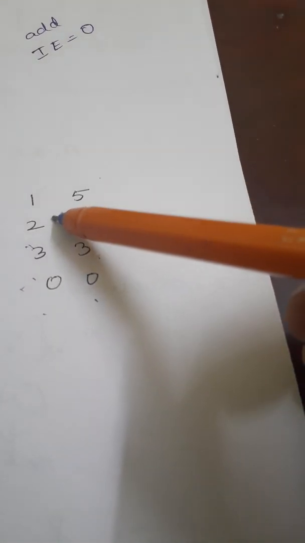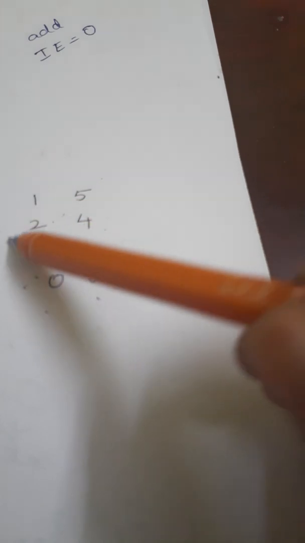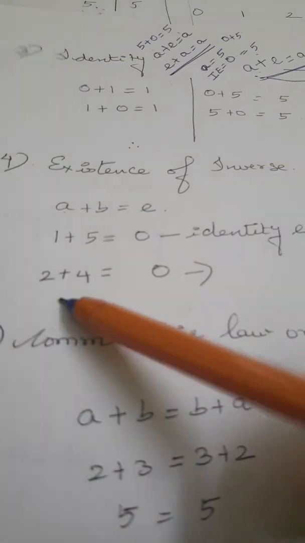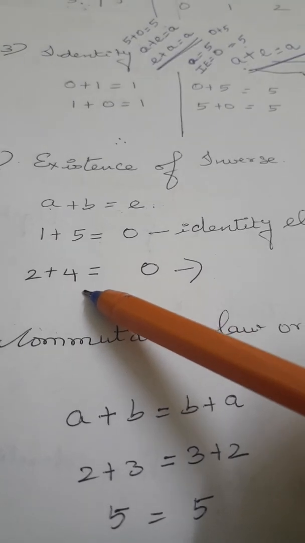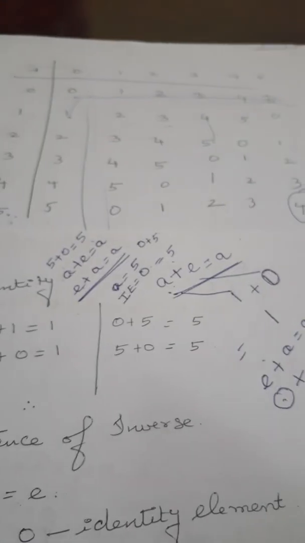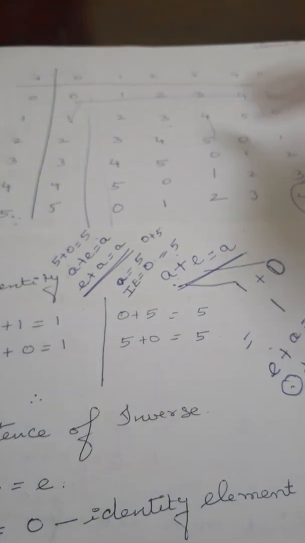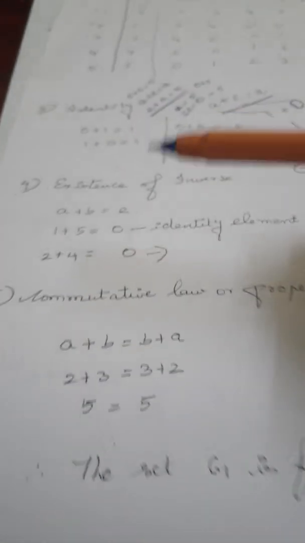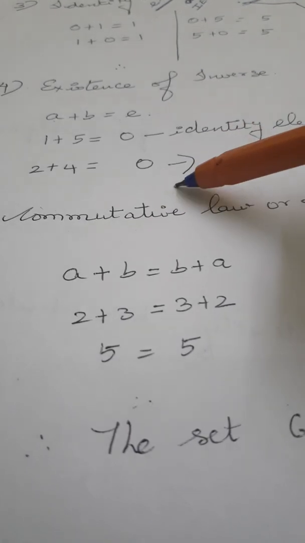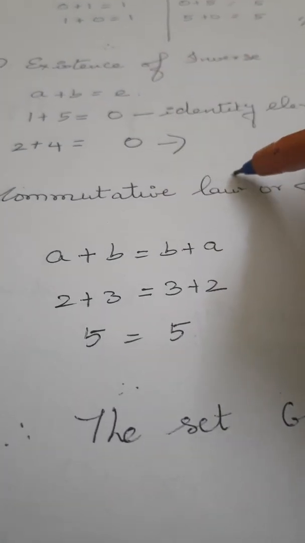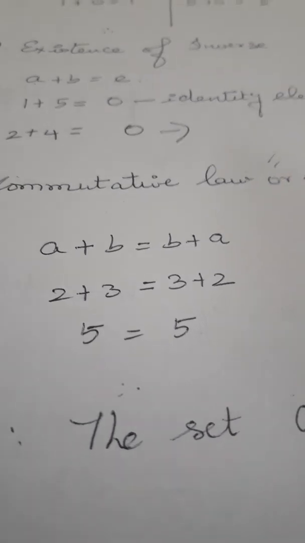Okay, so for 2 the inverse is 4. Okay, so A is equal to 2 and B is equal to 4. Okay, see the table, 2 and 4. So 2 plus 4 is 0. See, so 2 plus 4 is 0. So it satisfies my condition. So I can say it is an abelian group.